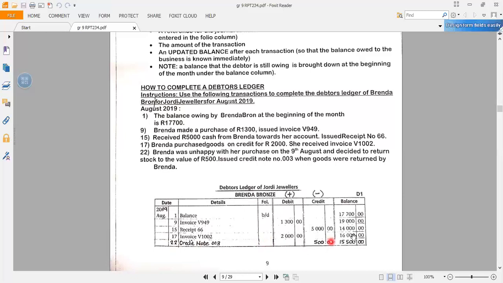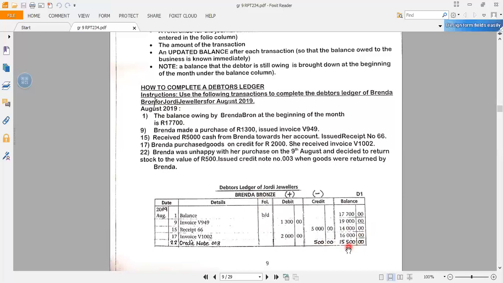And because Brenda's outstanding amount is going to further decrease by 500 Rand because of the return, we are going to post it to the credit column. Can you see here? So it's 16,000 minus 500 to give me 15,500. So learners, just like how Brenda has transacted over the month, we have a final amount that was owing by Brenda for August. So that was 15,500.